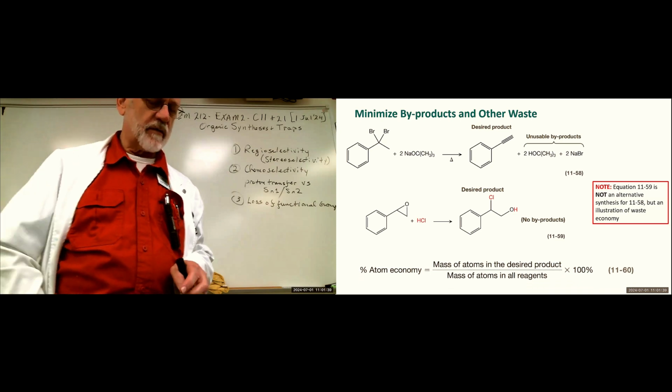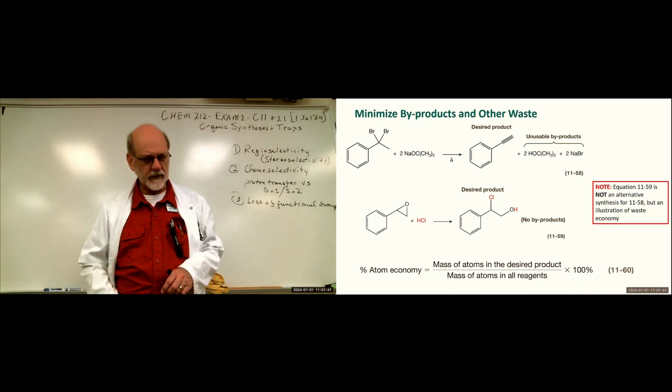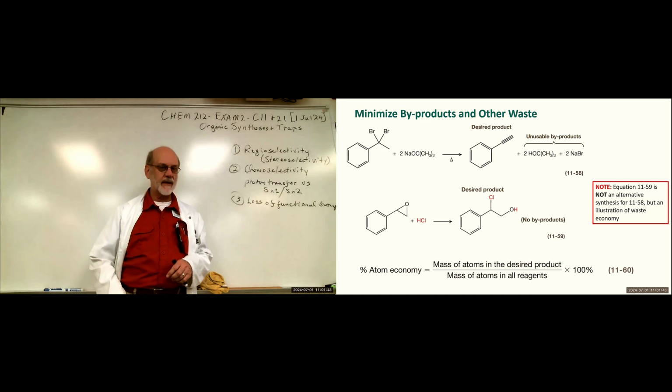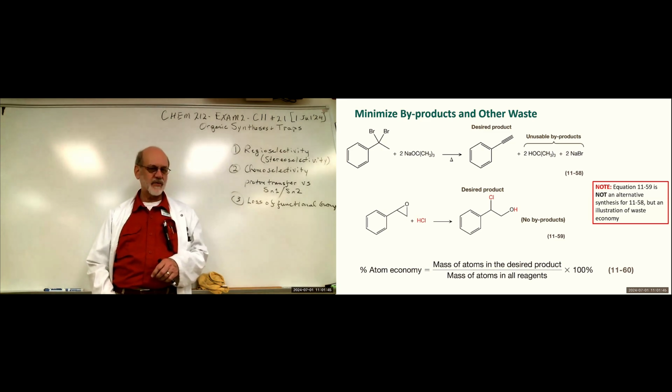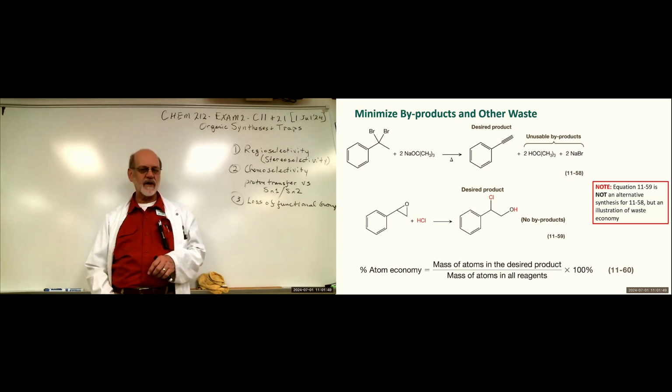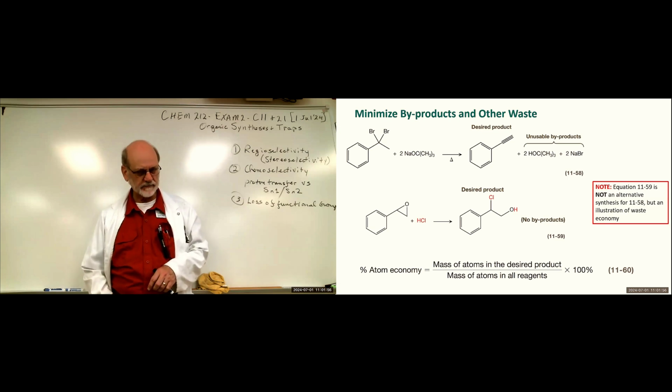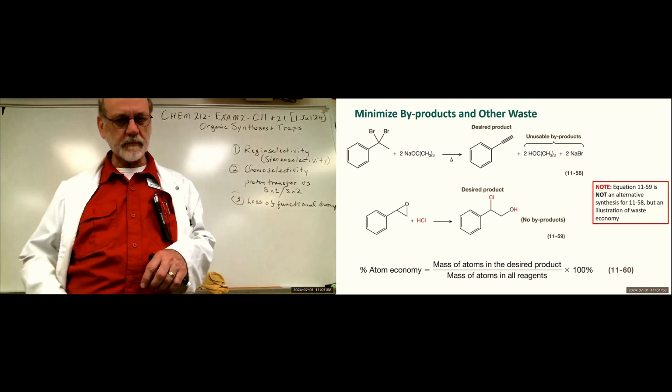And then there's a calculation that we often do. Well, I guess organic chemists do it. Is percent atom economy. So you take the mass of the atoms in the desired product and the mass of the atoms in all the reagents, and that gives you a percent value.